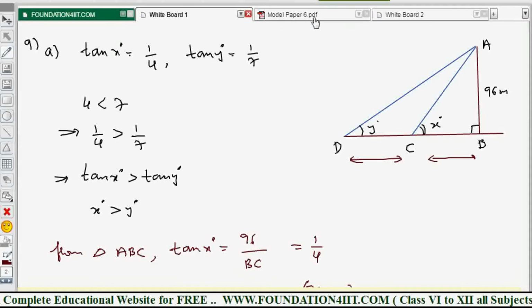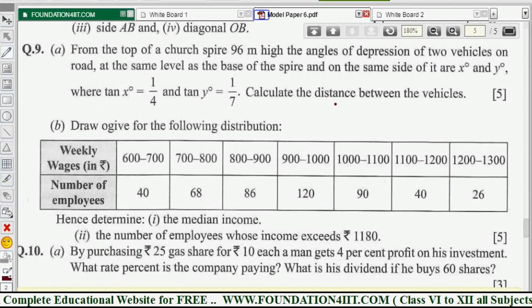Now next we'll see the next question. From this, next is to draw the ogive, and we should also find the median of income. Let us take this table: 600 to 700, 700 to 800, till 1200 to 1300, and the number of employees is 40, 68, and so on. Let's take this table and find the less than cumulative frequency and points first. Then you can find the ogive curve.